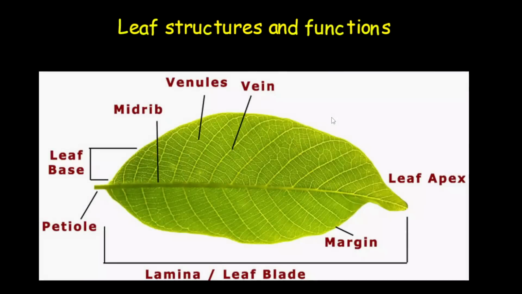Next on our list is leaf structures and functions. You have to know the external structures of a leaf. You need to know the apex, which is the point of the leaf, the margin, which is the outer edge, and then we have the midrib, which is the central vein, and then we have our venules, the ones that are branching if it's a dicot, and we have veins generally all throughout the leaves. We have the petiole, also called a leaf stem. We have the lamina, otherwise called a leaf blade. And we have the base of the leaf, which is not important because they don't really ask you to label that.